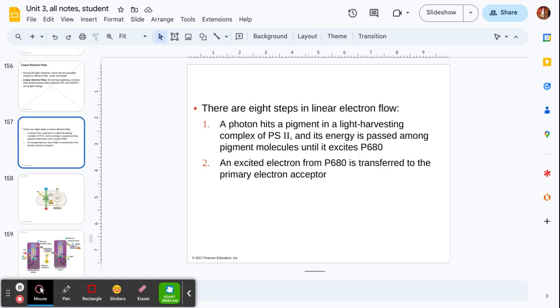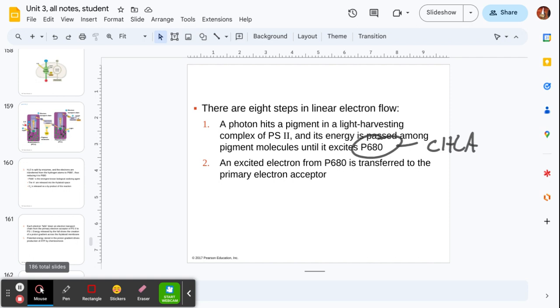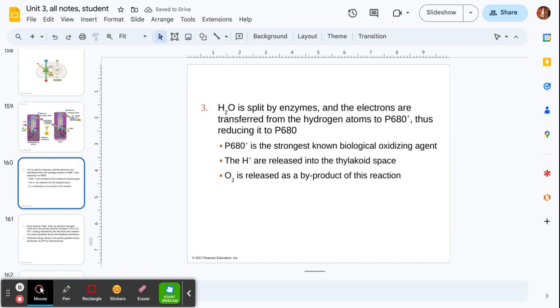If you like to see things written rather than visually, you can look at the descriptions here. There's 8 steps. A photon hits a pigment in the light harvesting complex, and that energy gets passed on to the pigment molecules until it gets to what they're calling P680, which is a fancy way of saying chlorophyll A. The excited electron gets transferred to a primary electron acceptor. At the same time, water is going to be split, transferring its electrons. Those are the ones that are going to be energized.